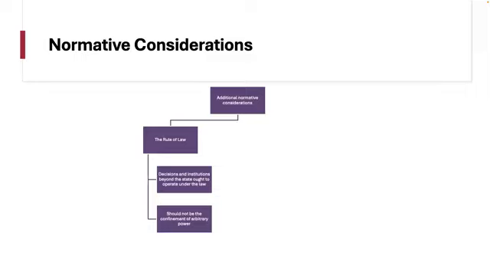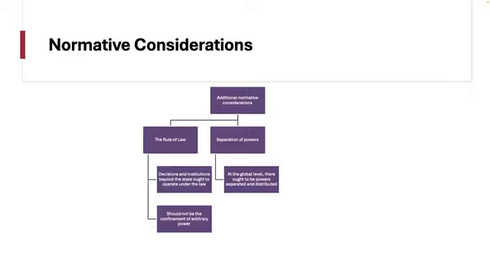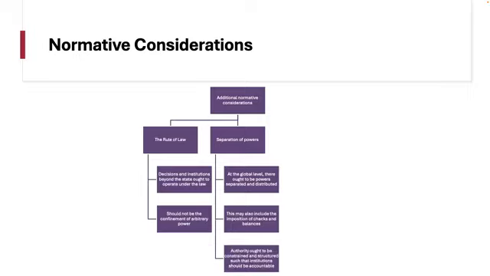This provides with it a number of additional considerations, things like the separation of powers. At the global level, there ought to be powers separated and distributed. Institutions should be accountable. There may also need to be the requirement for certain checks and balances between institutions at a global level. Authority ought to be constrained and structured such that institutions should be held to account.